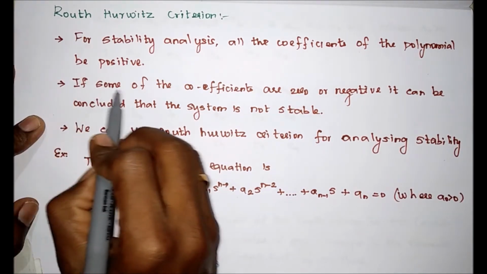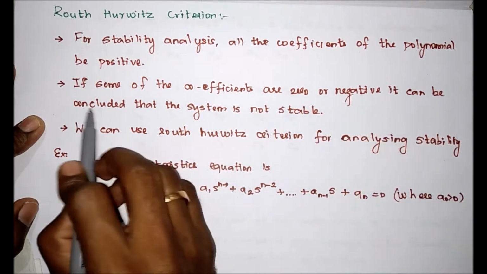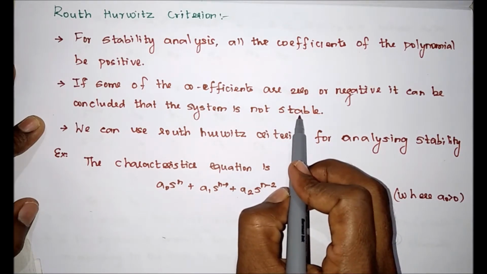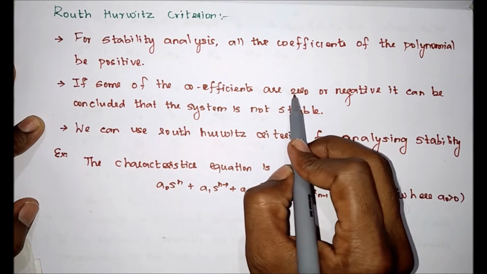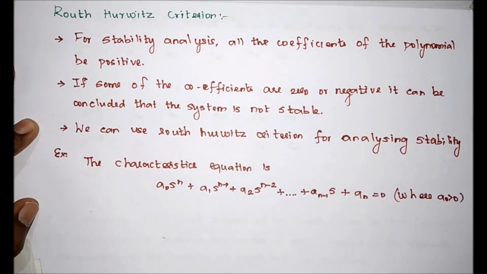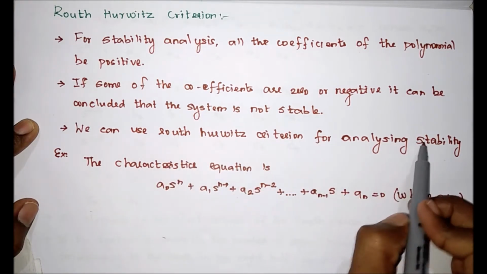Next, if some of the coefficients are also 0 or negative, it can be concluded that the system is not stable. So in the given polynomial equation, if some of its coefficients are 0 or negative, we can simply say it is not stable. So we can use Routh-Hurwitz criteria for analyzing stability.